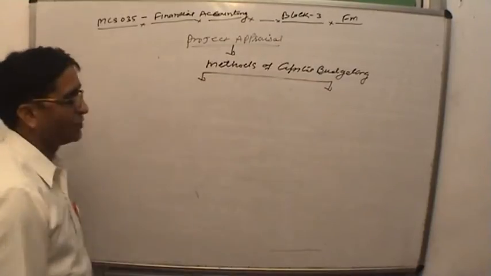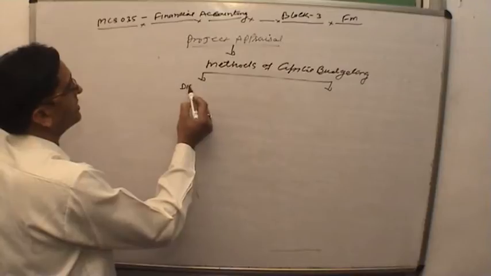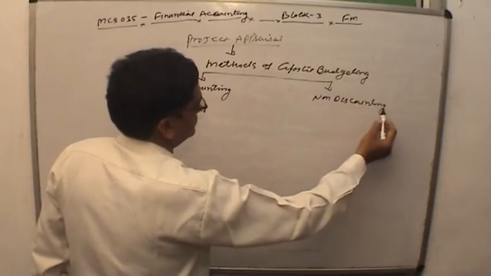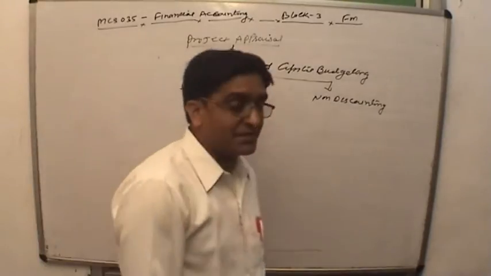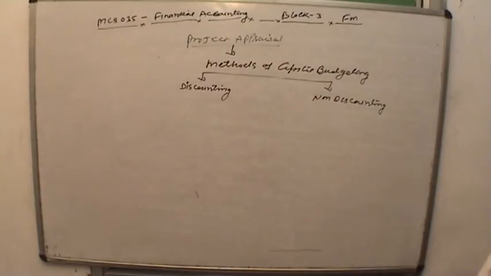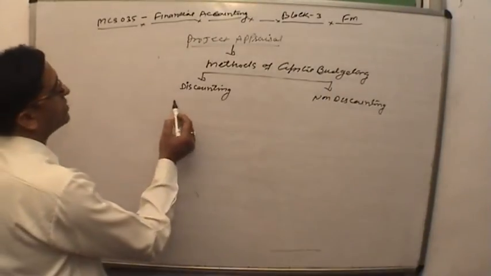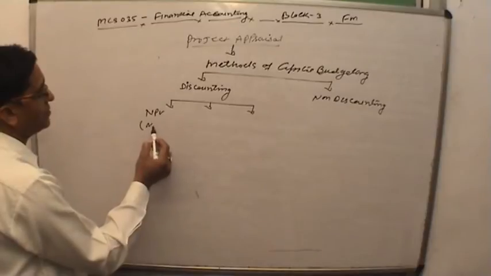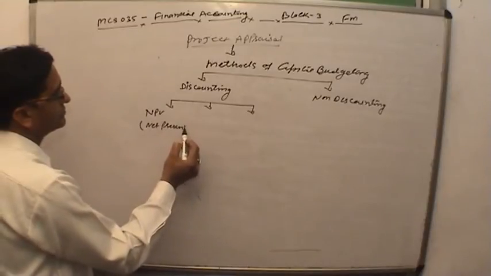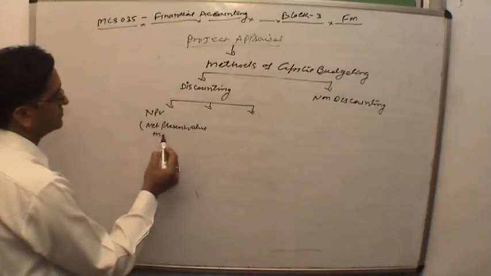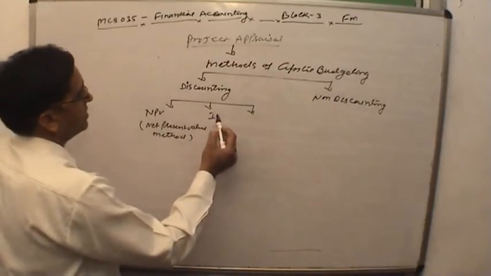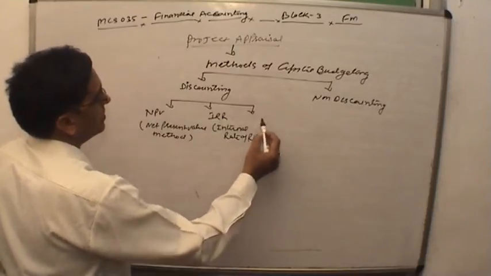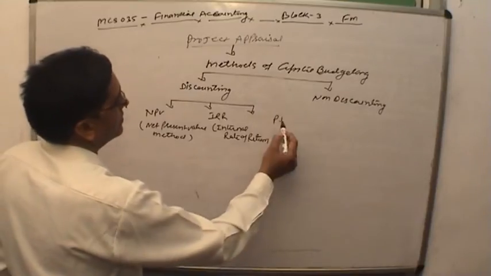Basically, capital investing methods can be classified in two types. One is the discounting method, another is the non-discounting method. Discounting method means when we use the time value of money concept, that is known as the discounting method. So discounting methods are also classified in categories: NPV, net present value method; another is IRR, internal rate of return; and the last one is PI, that is profitability index.